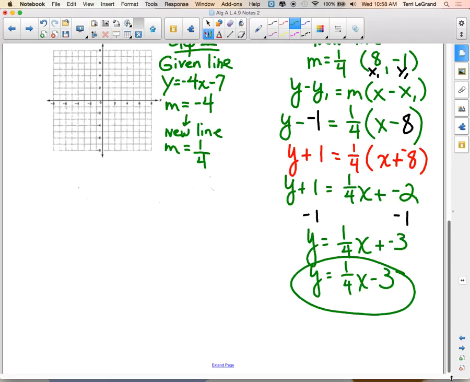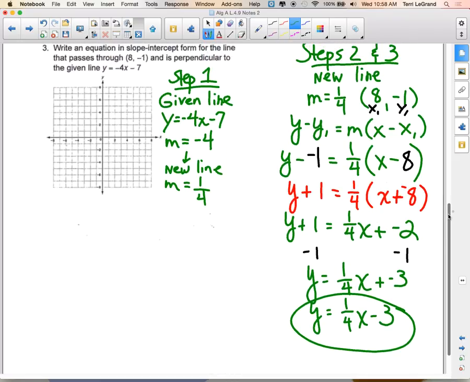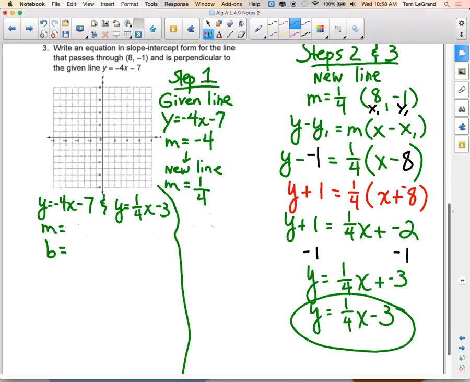So the first thing in this is get the equation. Okay? So here's what we're going to do before we graph it though. We're going to come over here and underneath the graph we're going to write our two lines that we have. We have y = -4x - 7 and we have y = our new one, 1/4 x - 3. Because we need the m and the b for each of them to help us graph them.